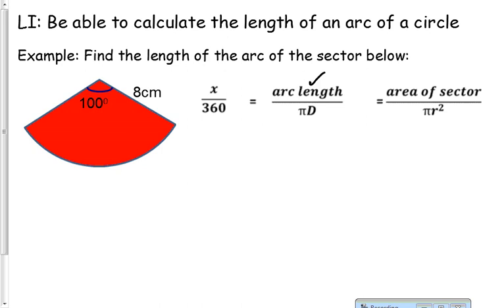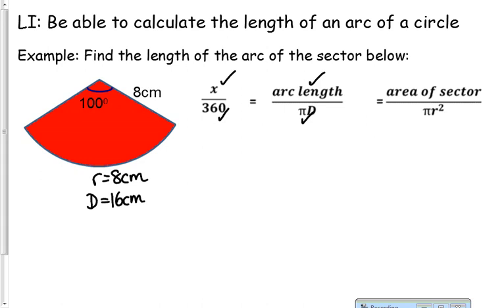I know the angle is 100, so I'm going to tick the x to the angle. 360 is a number, I know that, so I'm going to give that a tick as well. And I know the radius. Now because I know the radius, if the radius is 8 centimeters, then I know that the diameter is going to be 16 centimeters, which means that I also know pi d.